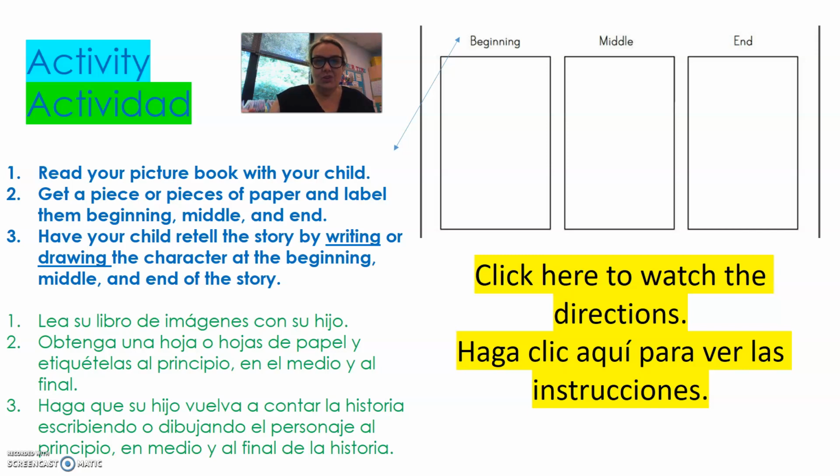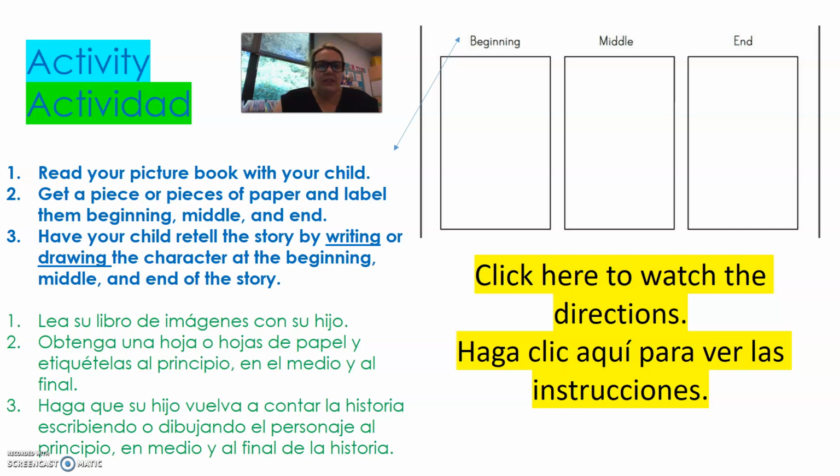If you just want to draw 3 boxes on a piece of paper, that's fine too. If you're writing in a book, just draw 1, 2, 3 lines, whatever you like, as long as we can see you have the beginning, the middle, and the end, just like you can see on this slide.